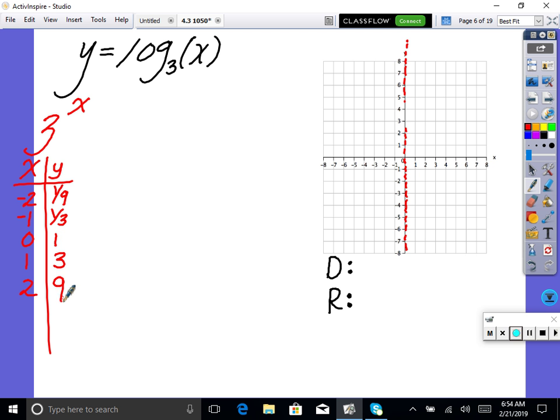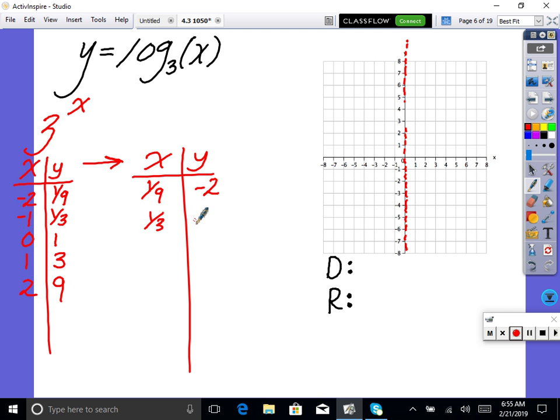Do not plot those points or you'll be plotting the exponentials. We're just using those because now we have our logarithm points. So now we'll switch them. 1/9, -2. 1/3, -1. 1, 0. 3, 1. 9, 2. So then you're just plotting points. You're going to the right 1/9, down 2 units. To the right 1/3, down 1 unit. To the right 1, up 0, over 3 up 1, over 9 up 2. And there is our logarithm.